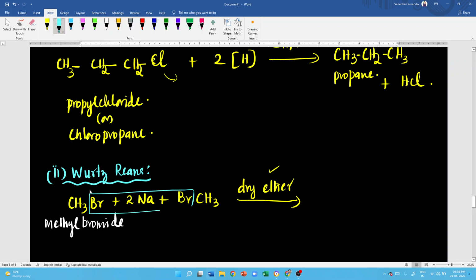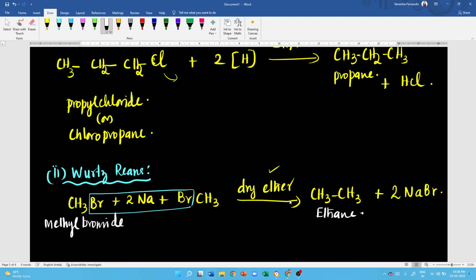Box this out and join the other two. So there are 2 CH3 bonded as CH3-CH3, plus what is inside the box: NaBr. How many NaBr? 2 NaBr. Now the name of the product is ethane.